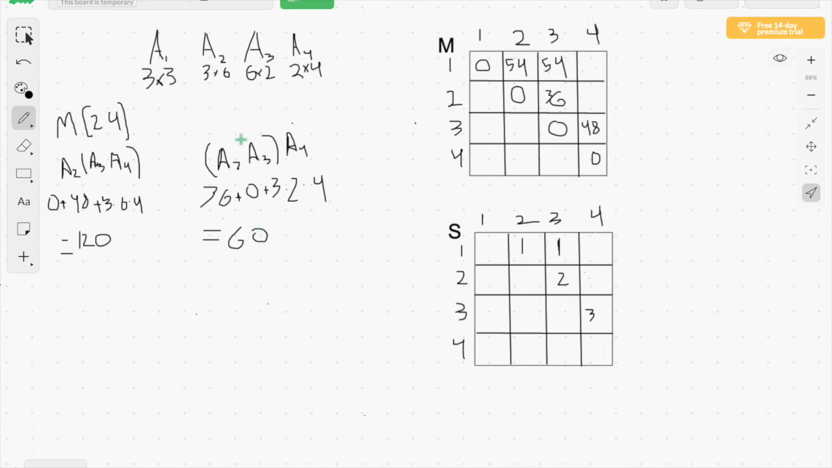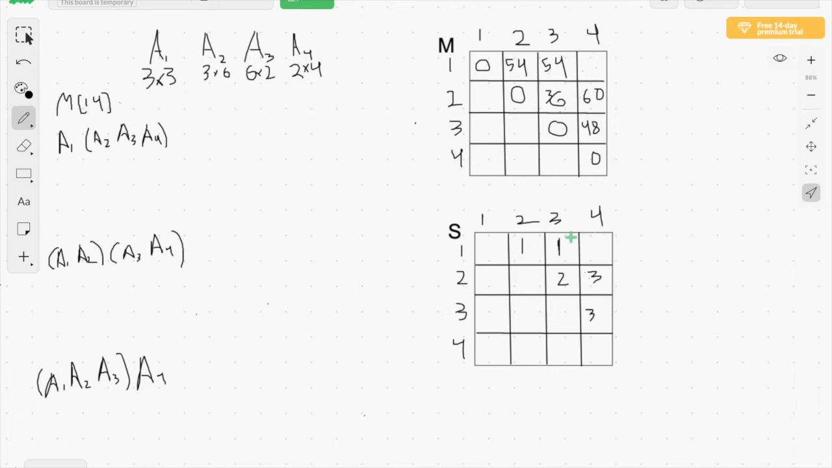So this option here is more efficient than this because it has half as many multiplications required. So this is the minimum. So we'll put 60 in M24. And since we're splitting it at A3, we're going to mark 3 right here. Excellent. So now we can go on and solve M14.